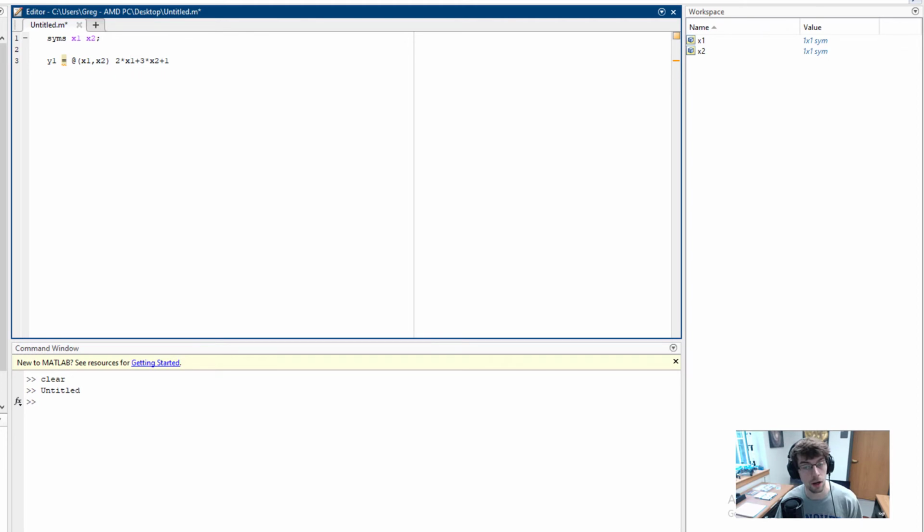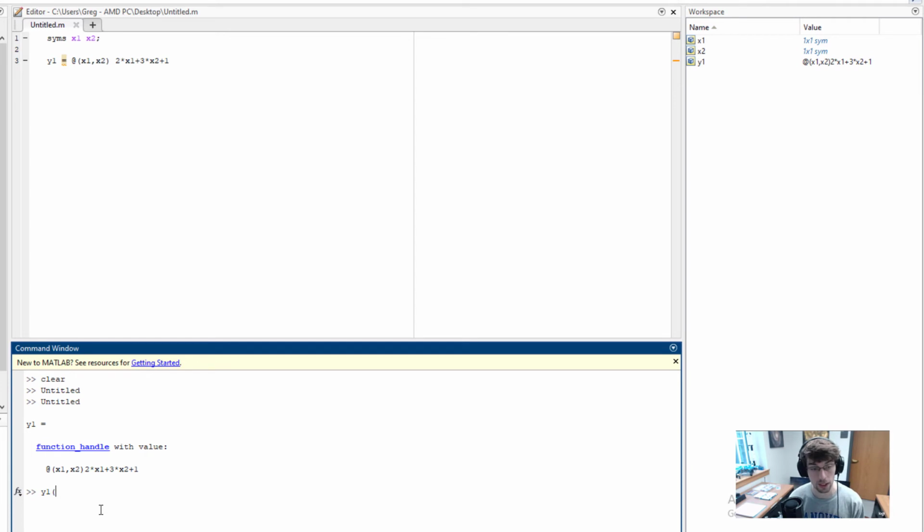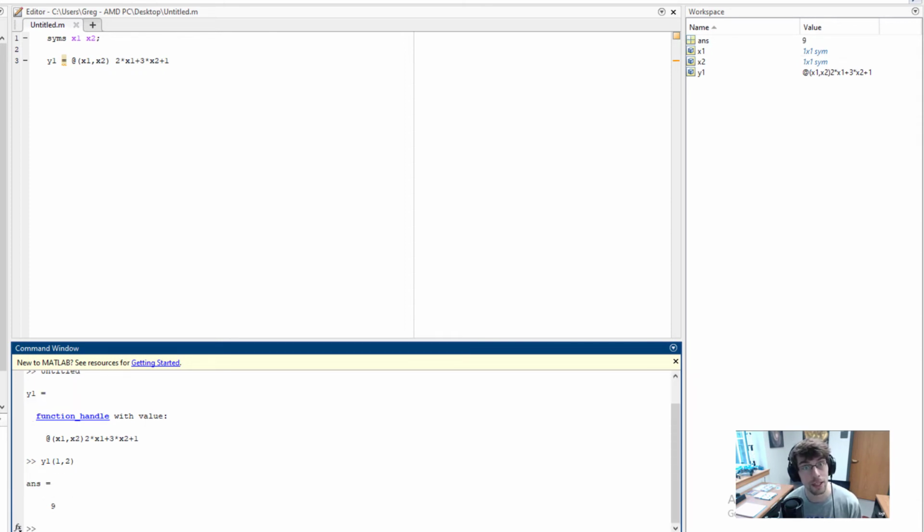So let's go ahead and hit run. And you notice now we have a new variable in our workspace called y1. Now say, for example, you want to evaluate a particular point. I'm in the command window down here. Now that I have created my function y1, I could put in actual values for x1 and x2, and you'll notice that it'll go through and calculate it out for you. Pretty cool, huh? Or if I put y1(0, 0), I want to evaluate it at x1 equal to 0 and x2 equal to 0.